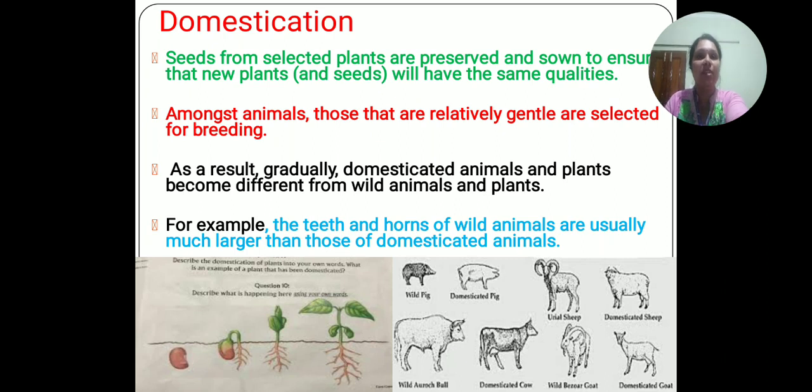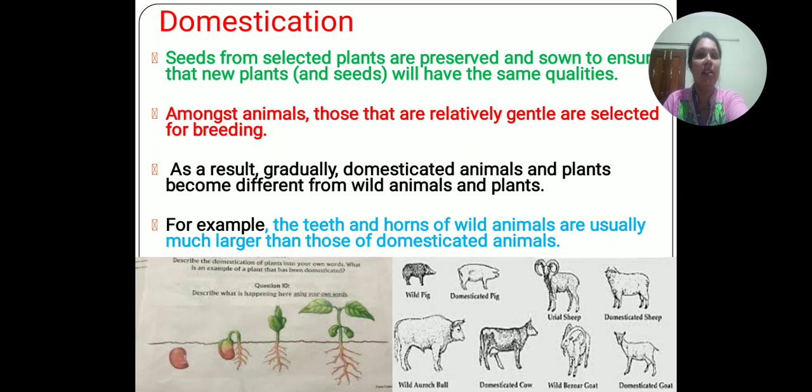On the left hand side, there is a picture where the seed is being sown in the soil. After that, the baby plant grows up, and then a big plant, which is a domesticated plant. Amongst animals, those that are relatively gentle are selected for breeding. As a result, gradually domesticated animals and plants become different from wild animals and plants. On the right hand side, if you see the picture, these are pictures of wild animals and the domesticated animals.